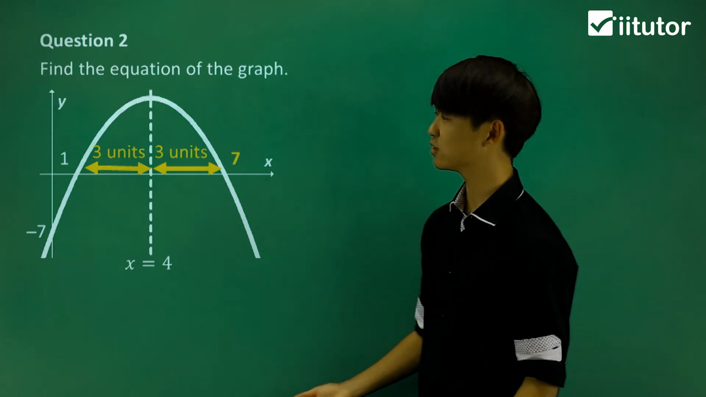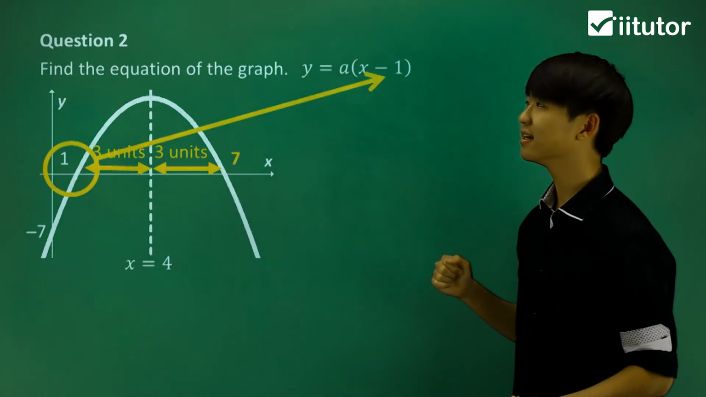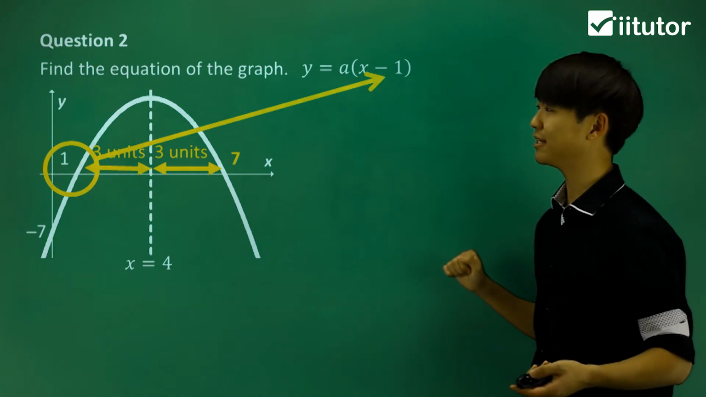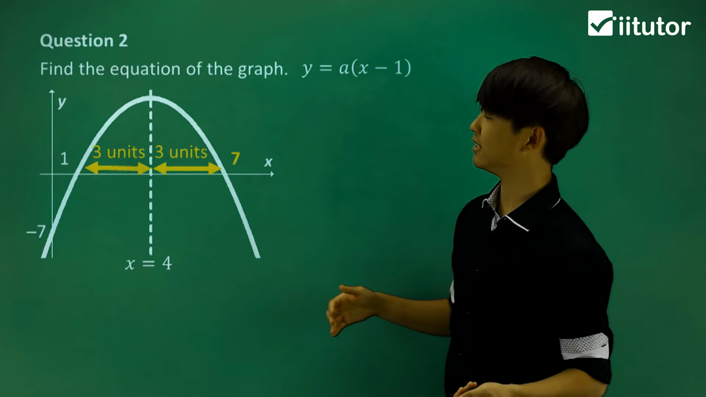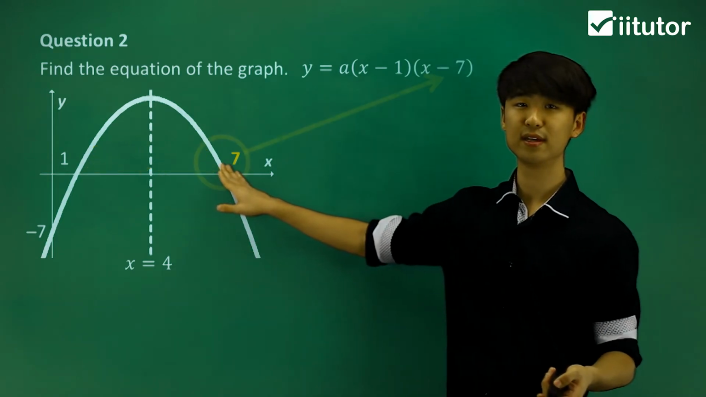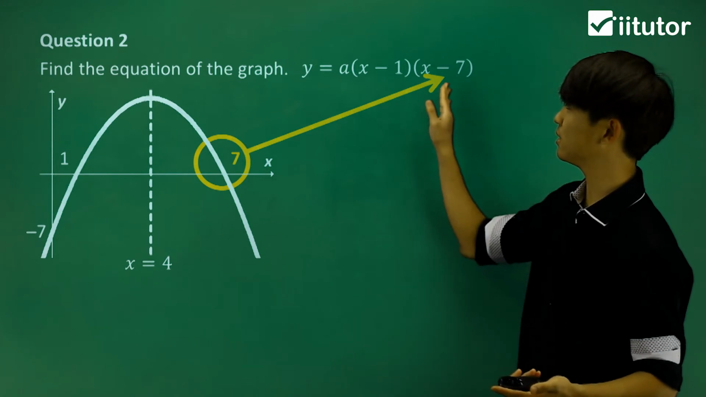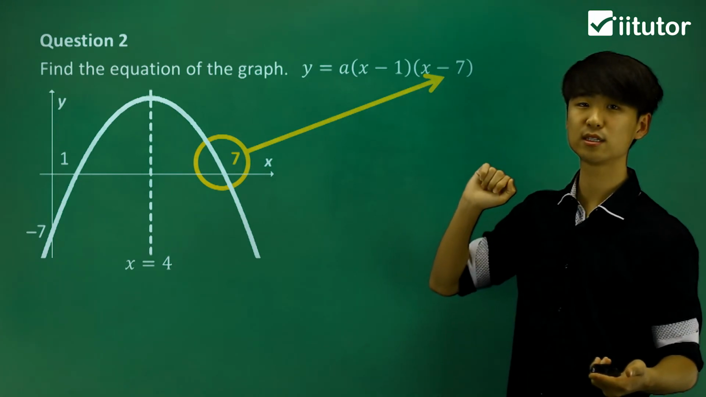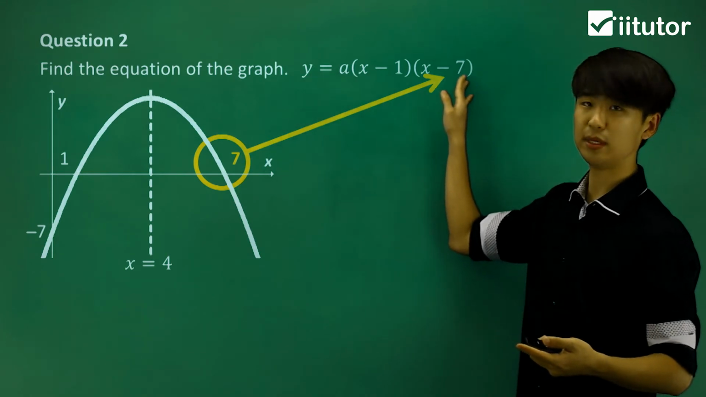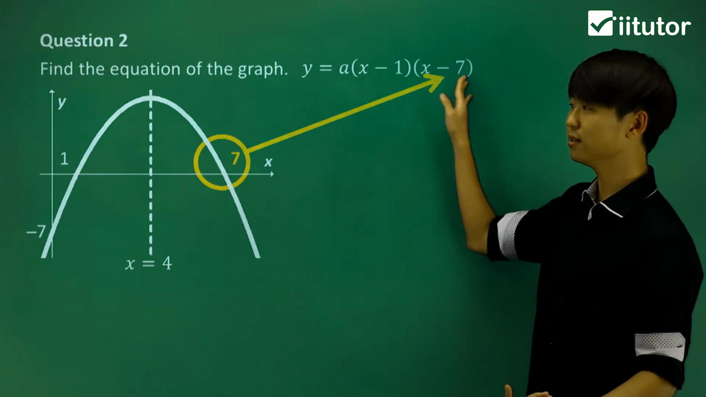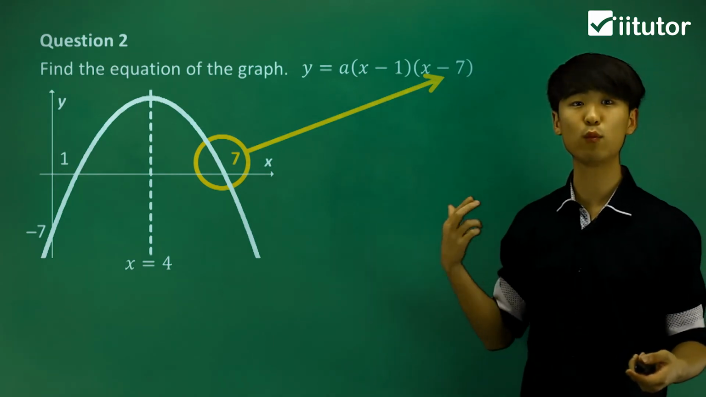The first one is the intercept x equals 1, which we're going to write as x minus 1 as a factor. Now my next one is here, x equals 7. So if x equals 7, then my factor is going to be x minus 7. So this is going to be my equation of my quadratic. However, we still need to do a bit of working to find the constant a, and then we're done.